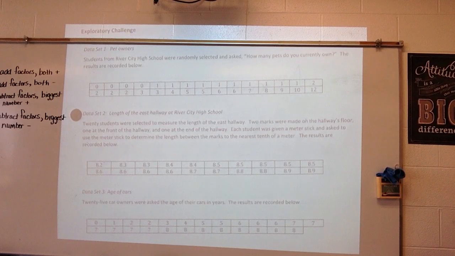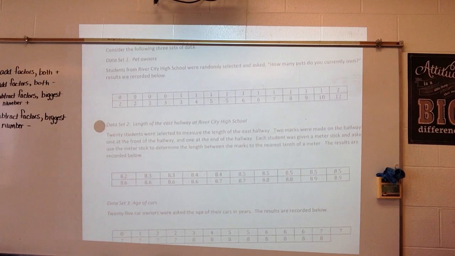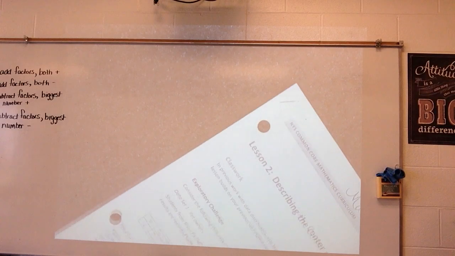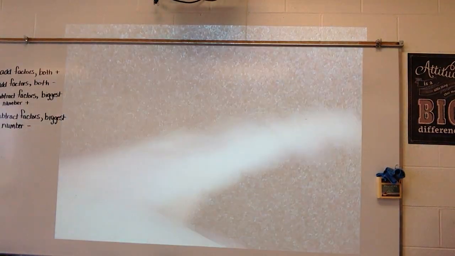Data set 3 is age of cars. 25 car owners were asked the age of their cars in years. The results are recorded below. Alright, so what can we do here? Make a dot plot for each of the data sets. Use the following skills. Alright, so we're going to do this.